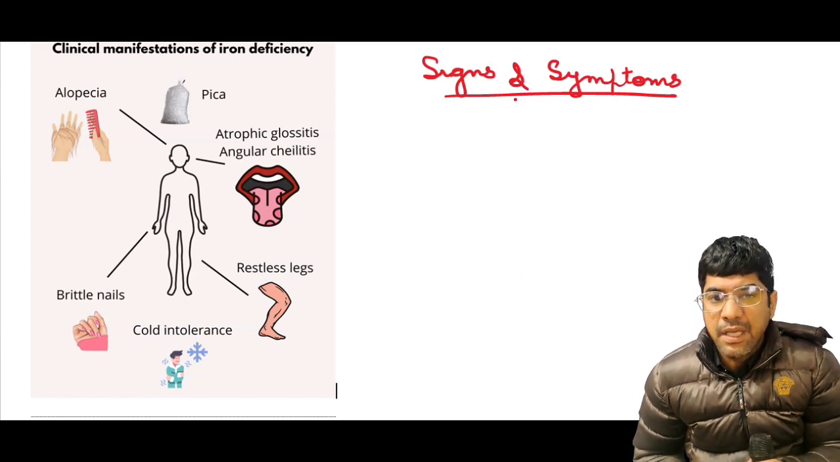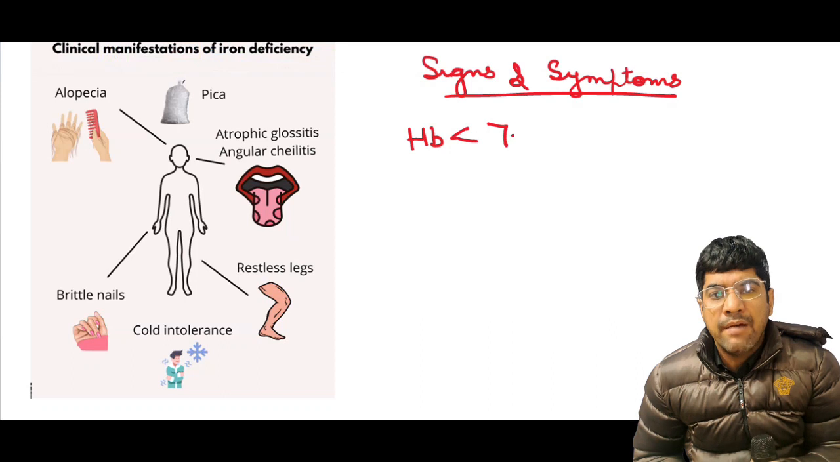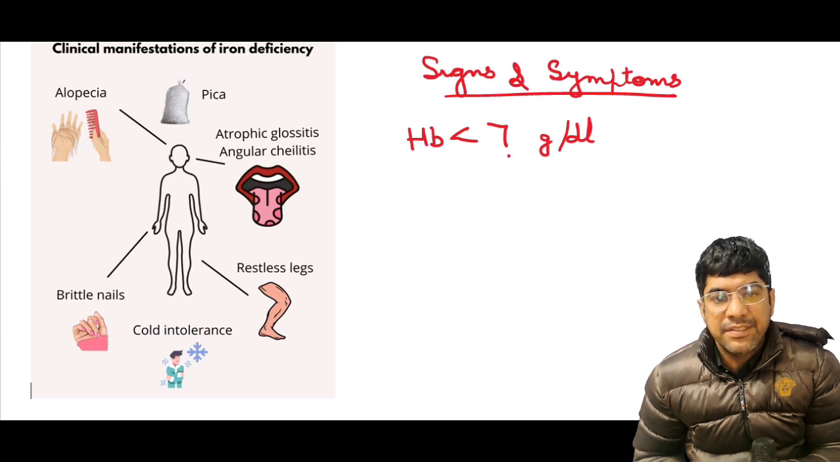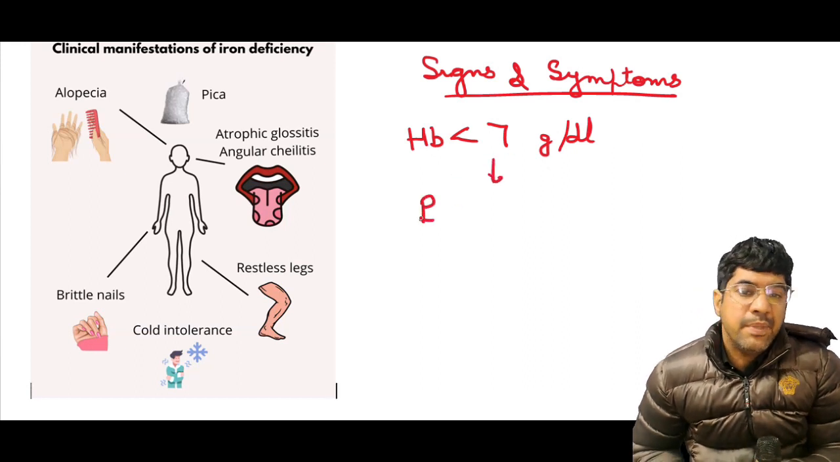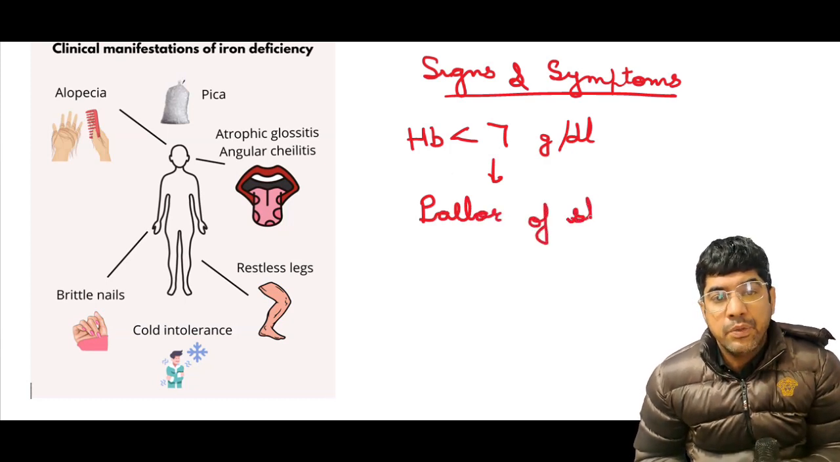Here, as the hemoglobin level drops, the impact on the individual's physical capacity becomes more noticeable. When the hemoglobin level falls below 7 gram per deciliter, there is a marked reduction in exercise capacity. Older individuals with cardiovascular disease might experience symptoms like angina or heart failure due to the anemia.